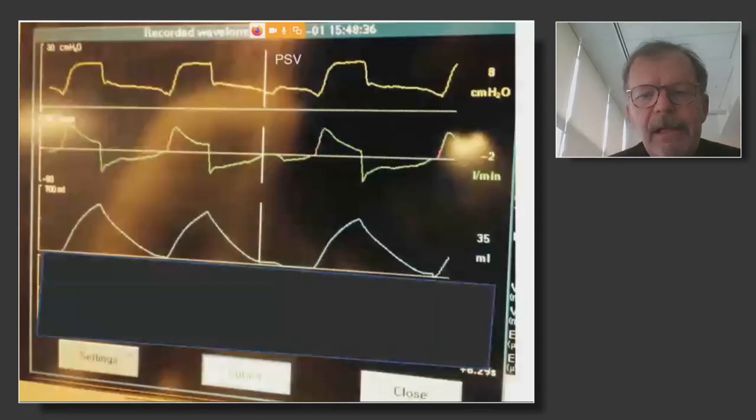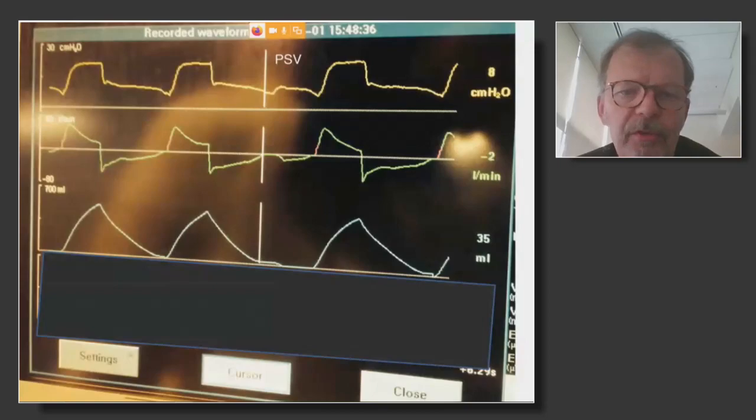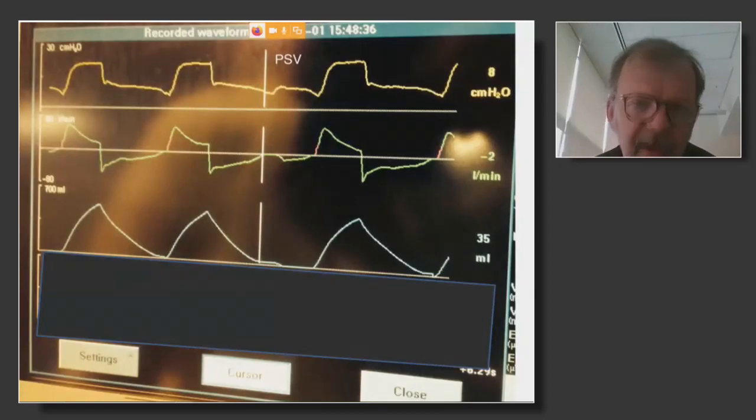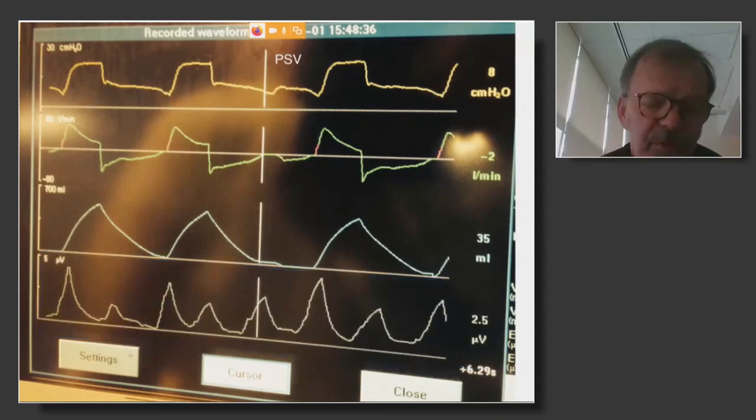So the types of dysynchrony we are going to describe are very major dysynchrony. This is one example of a patient who is on pressure support. This is the pressure curve on the top line. The second line is the flow. The third line is the volume. And in this patient, we also have the electrical activity of the diaphragm. Of course, we don't have that all the time.